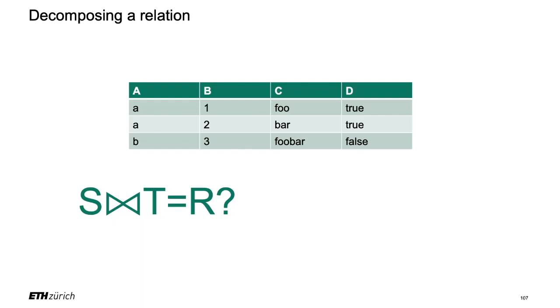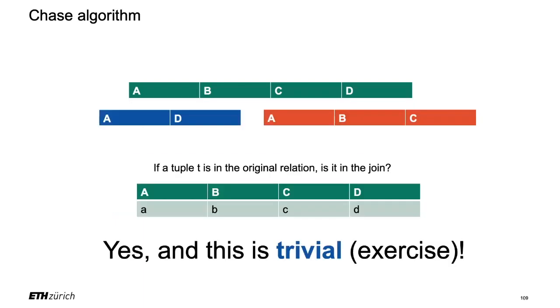How do you prove the equality of two sets in mathematics? Any mathematician will tell you almost instantly, well, you first prove the inclusion on one side and then you prove the inclusion on the other side. And if you do both inclusions, then you get equality. So you can start with the inclusion on one side. Is the original relation included in the join? This is actually trivial.